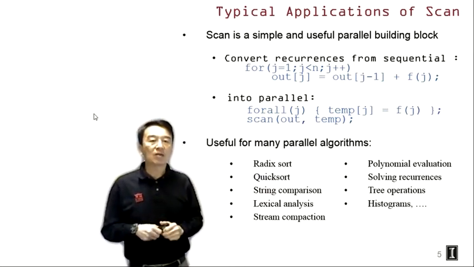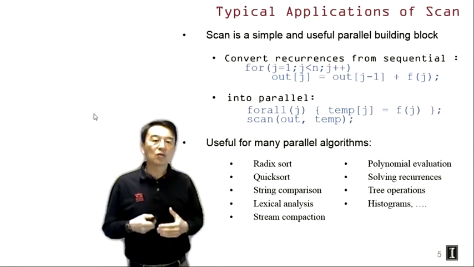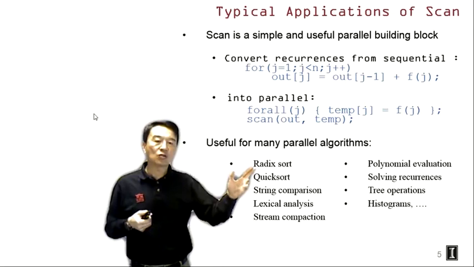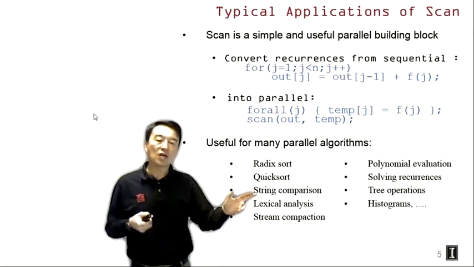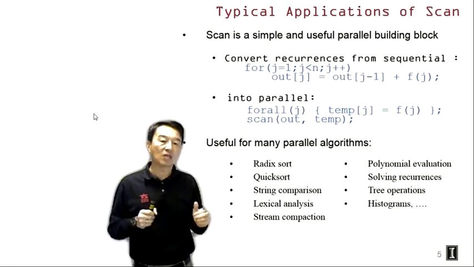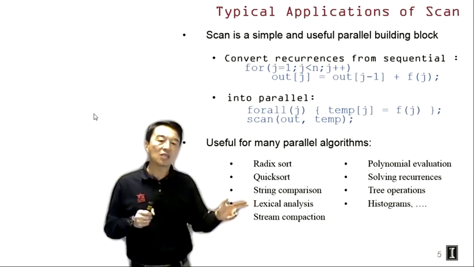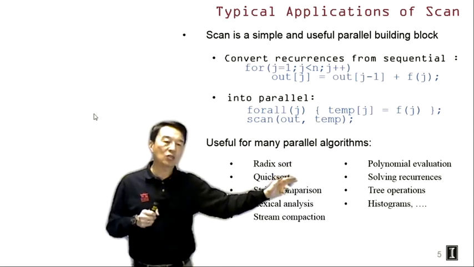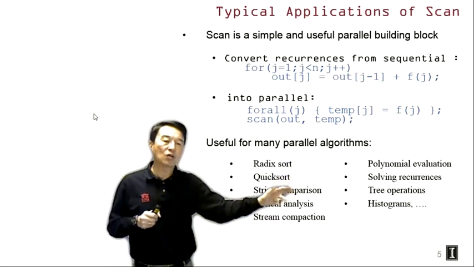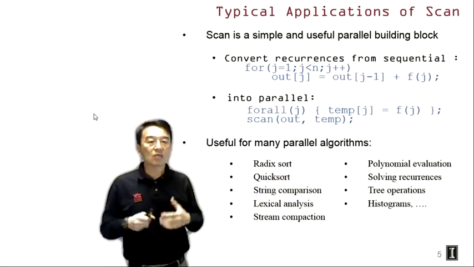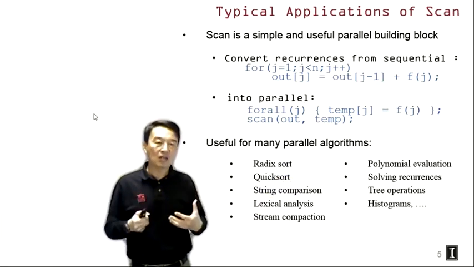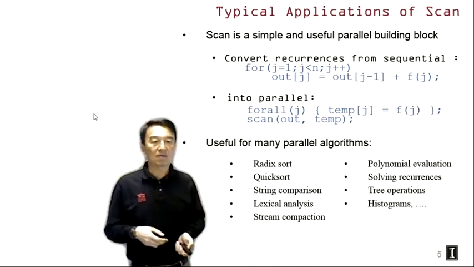And for software development, we use parallel scan algorithms to implement parallel versions of many core algorithms, such as radix sort, quick sort, string comparison. This is frequently used in data mining, and then lexical analysis and stream compaction, polynomial evaluation for numerical packages, solving recurrences and tree operations, and histogramming. So as we will see, it is truly a foundational pattern for parallel programming.